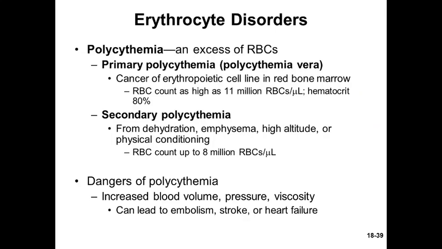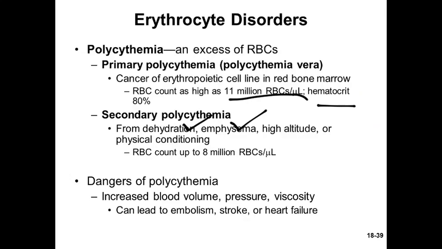And in this process, you can get as many as 11 million red blood cells per microliter. Remember, it should be around 4 to 5 to 6 million. And this would drive the hematocrit up to almost double, to about 80%. There's also secondary polycythemia, not from cancer, but instead related to dehydration. Think about it for a moment. If you have less water in your plasma, then that would, quote, concentrate your blood and drive your hematocrit up.